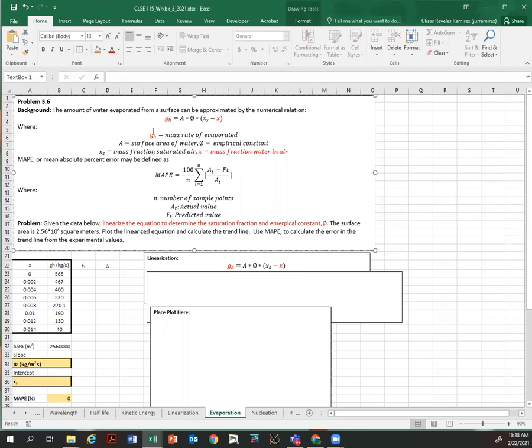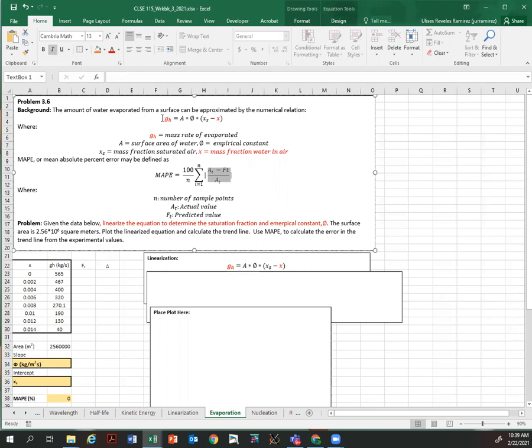MAPE, or mean absolute percent error, may be defined by this equation, where you take the difference between the actual value, AT, and the calculated value, and you add the errors. Okay, this is the problem. Given the data below, linearize the equation to determine the saturation fraction and empirical constant phi.